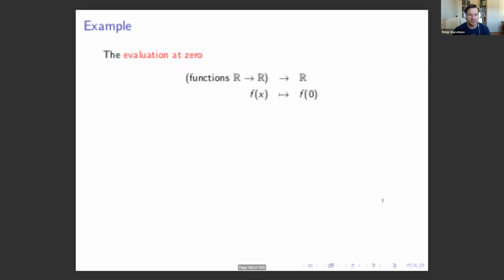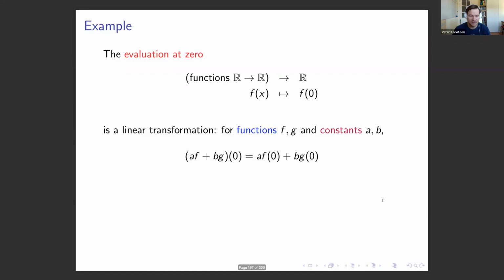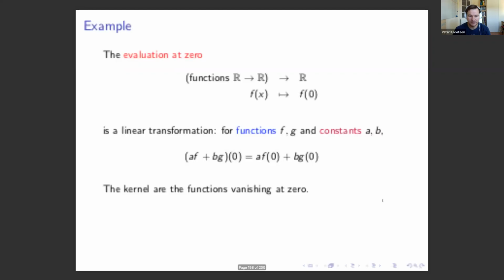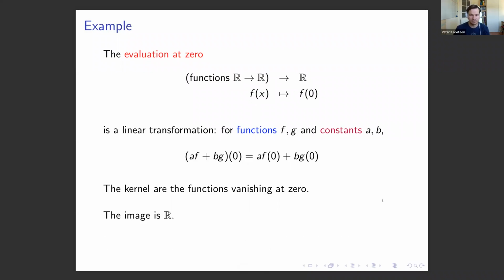Another example, the evaluation at 0. Take all the functions and map them to R, assigning to a function its value at x equals 0. Let's check linearity: take two functions, take two constants. Clearly this is true: (af plus bg) of 0 is equal to a f of 0 plus b g of 0. And the kernel of this transformation is the functions that vanish at x equals 0. Again, the image is R. This is what in physics is called the delta function, right? It's a linear functional that's defined like this, which you can formally write as the integral of f of x delta of x dx, and delta of x is the so-called Dirac delta function. Mathematically it is a linear transformation that evaluates functions at x equals 0.